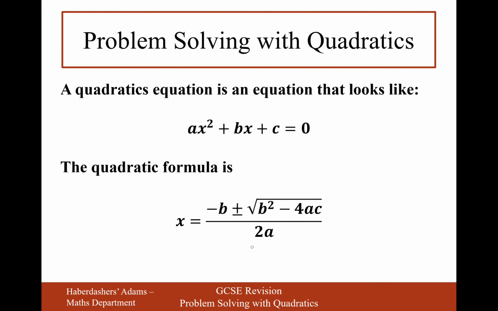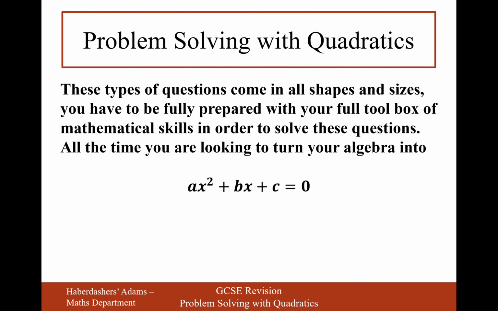It's the quadratic formula, and it refers to these letters here, a, b, and c. X equals minus b plus or minus the square root of b squared minus 4ac all over 2a. You don't get that in the formula booklet, so it's something you need to remember. And these types of questions will come in all shapes and sizes. You have to be fully prepared with your full toolbox of mathematical skills in order to solve these questions.